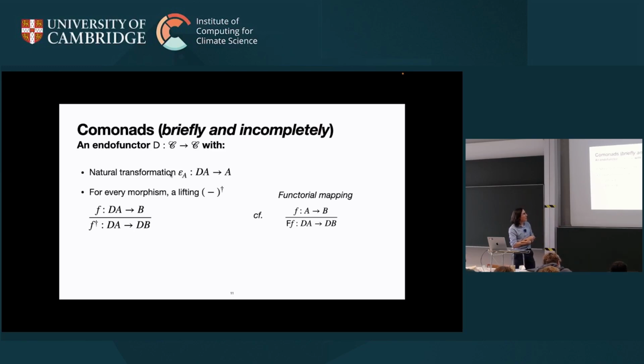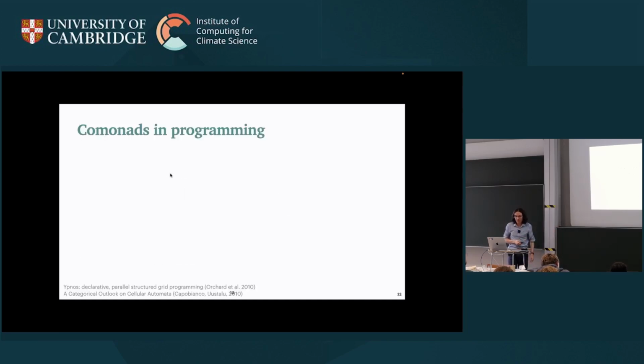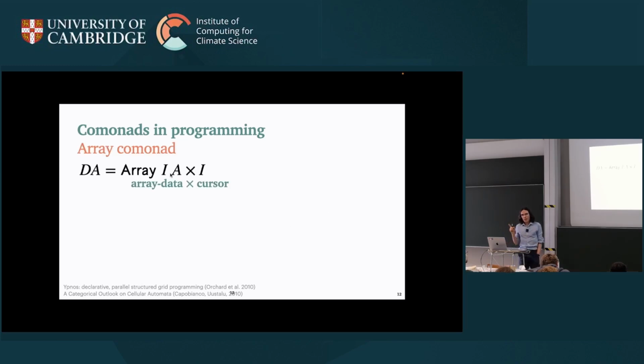And what it has to be is a kind of way of taking a local function and lifting it to global. Let's see an example. So arrays are comonads as well. I'm going to take this DA to be an array, but it's an array that's also paired with an index into the array. We call it a cursor. You can think of it as a pair.